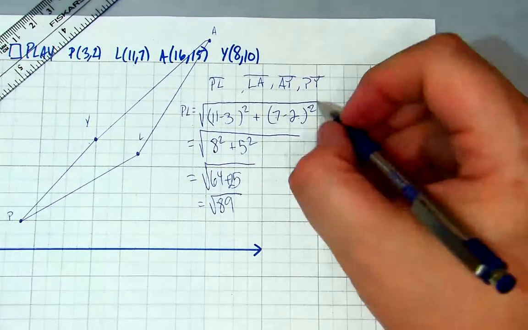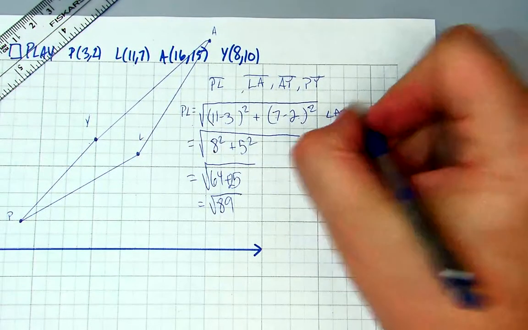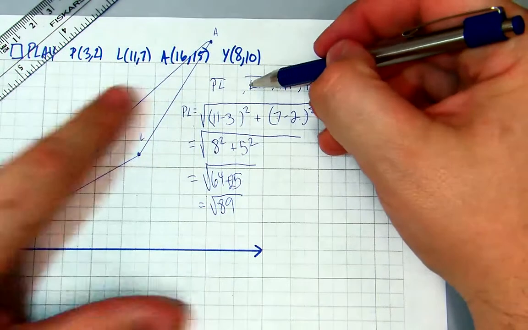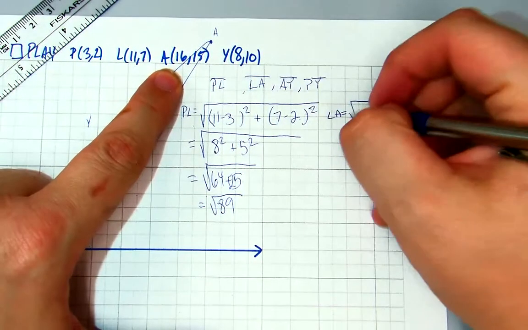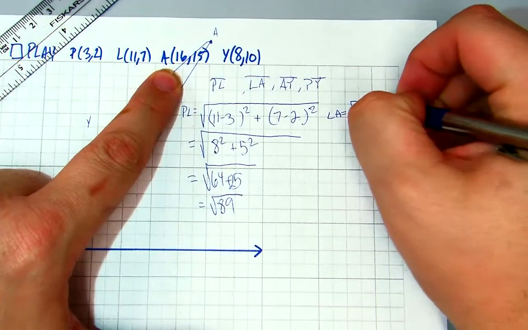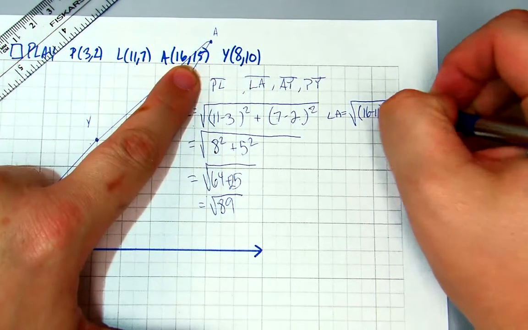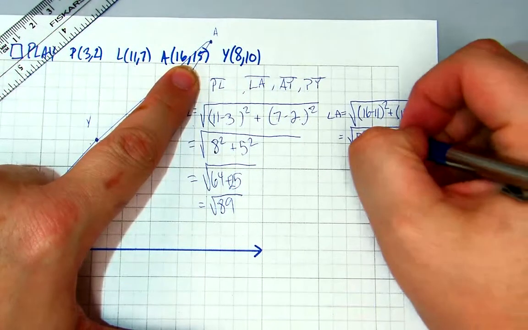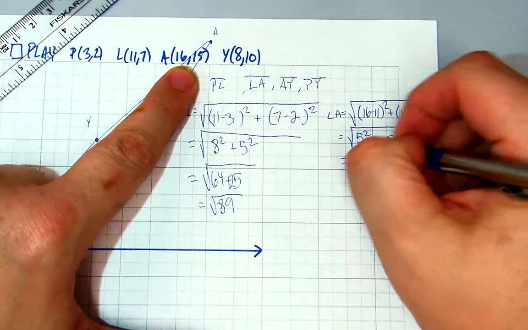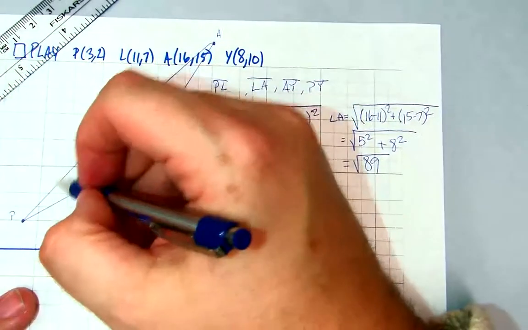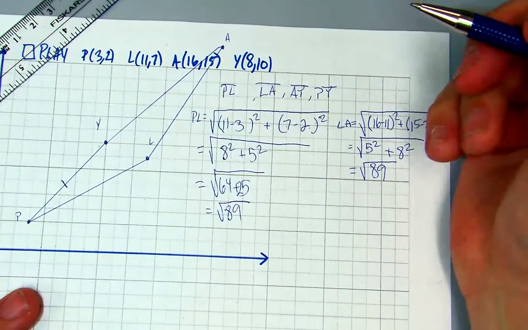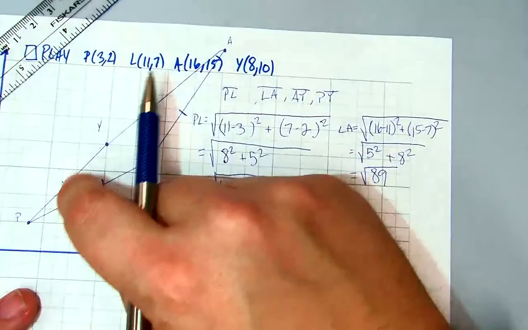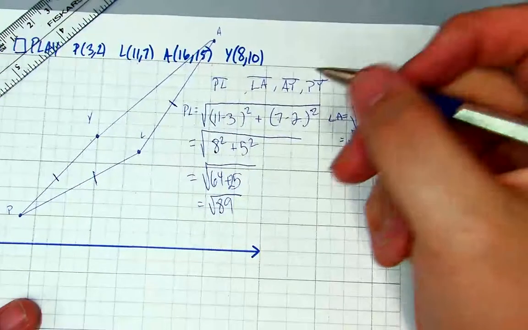Now I would take LA, and I'm going to use these points here. 16 minus 11 squared plus 15 minus 7 squared, which would be the square root of 5 squared plus 8 squared, which is the square root of 89, as I figured out from right here. So I know PL and LA are the same value. That's an errant mark, but hopefully we find out that that works.